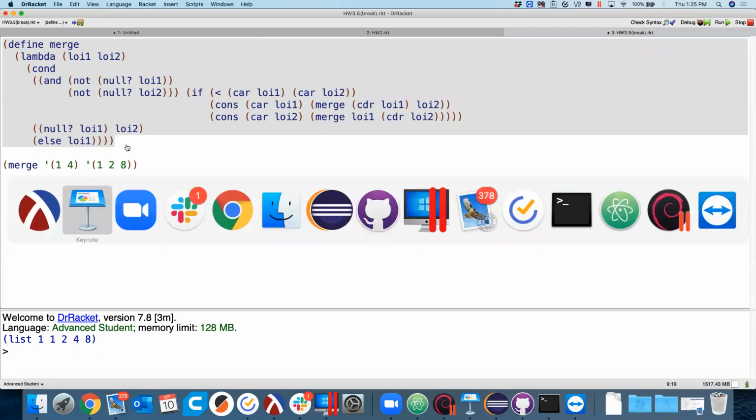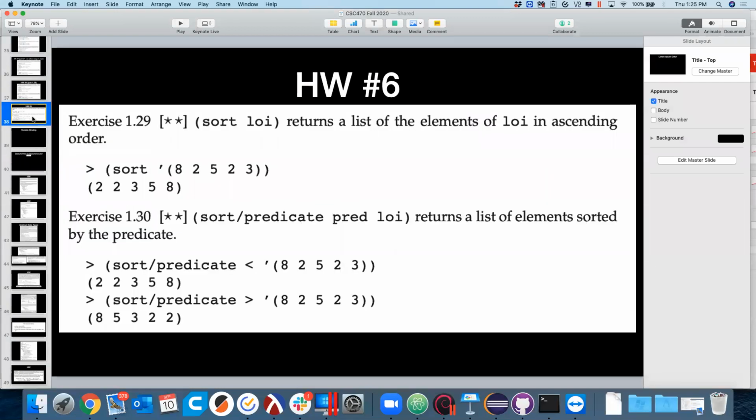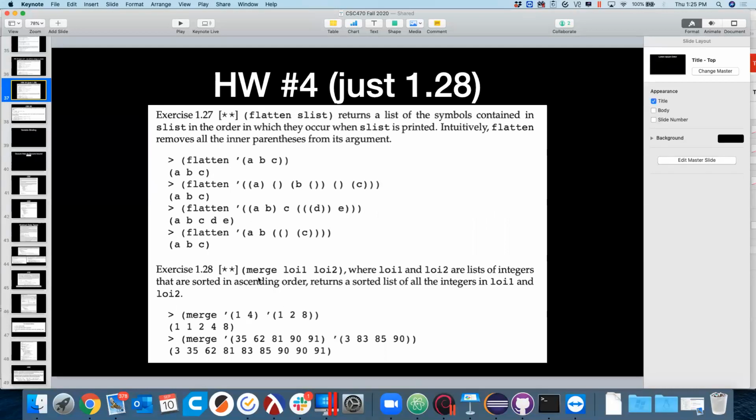Okay, so with that in mind, for next class, you're going to do homework 6 here, which is both of 129 and 130. They're actually the same assignment. The second one just requires you to give it a predicate instead of a less than or greater than for sorting. But the first one is a merge sort that can work hand in hand with what we did here.